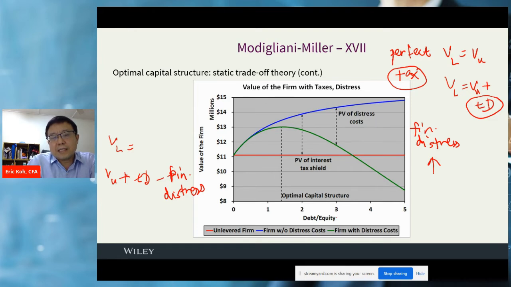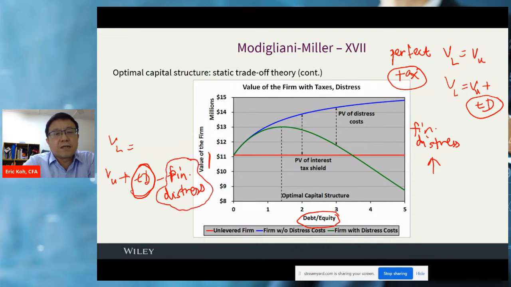So you'll see that in this situation, when you start off with a very low debt to equity ratio, it makes sense for you to borrow more and more because it will enhance the firm's value. But there will come a point in time when the marginal benefit that you get from this interest tax shield, you have to consider how much of this is eroded by the increasing cost of financial distress. And therefore, at some point in time, the firm's value will decline.